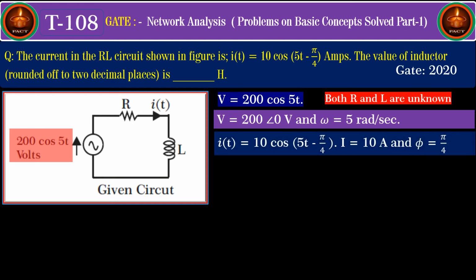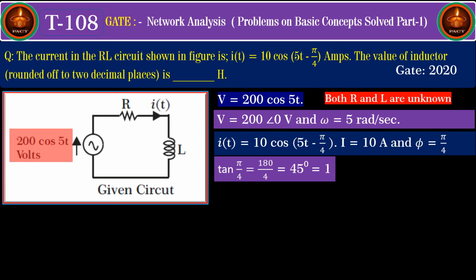The current equation is given: i(t) = 10 cos(5t − π/4), so I is equal to 10 amperes and φ is equal to π/4. But tan(π/4) is tan of 180 degrees divided by 4, which is 45 degrees, and hence tan(π/4) is equal to 1.